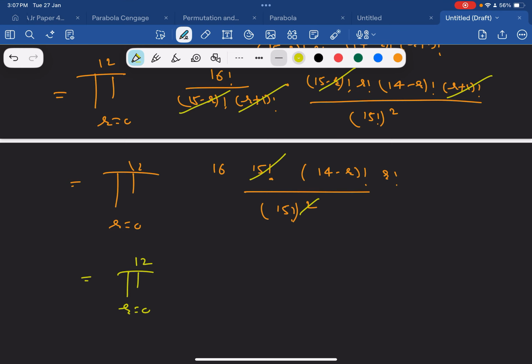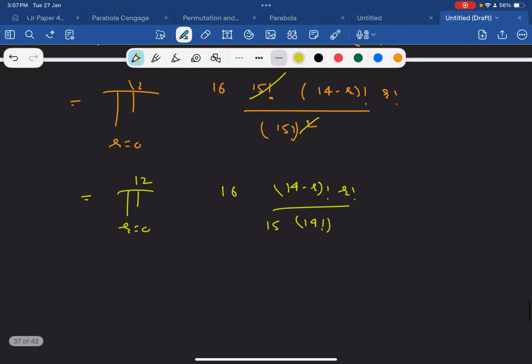Product of r goes from 0 to 12. This will be 16, and then I can write 14 minus r factorial upon, this is 15 factorial. 15 factorial can be written as 15 into 14 factorial, correct? So again, the product of 16 by 15 I can write here, and 1 upon 14 factorial goes with (14 minus r) factorial and then r factorial.